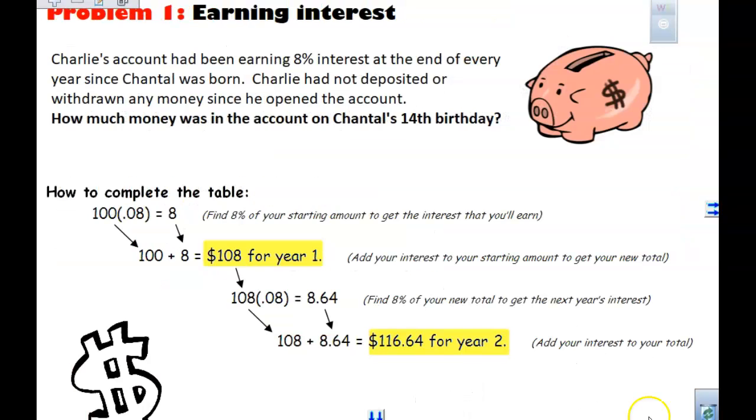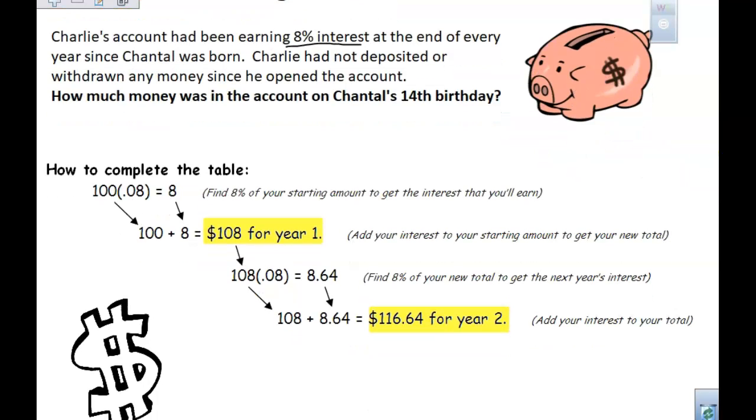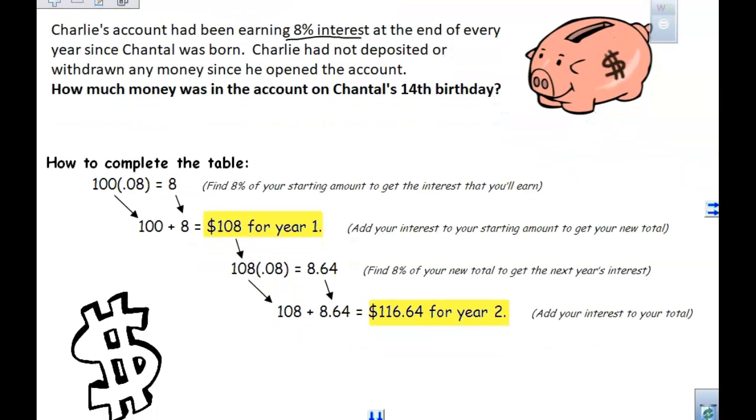So that you can help fill in this table. So Charlie's account was earning 8%, which is pretty good percentage right now, at the end of each year since Chantel was born. Charlie had not deposited or withdrawn any money since he opened the account. How much money would she have on her 14th? So here is how we're going to complete the table that is on the bottom of this page, as you take a look and you're earning interest.